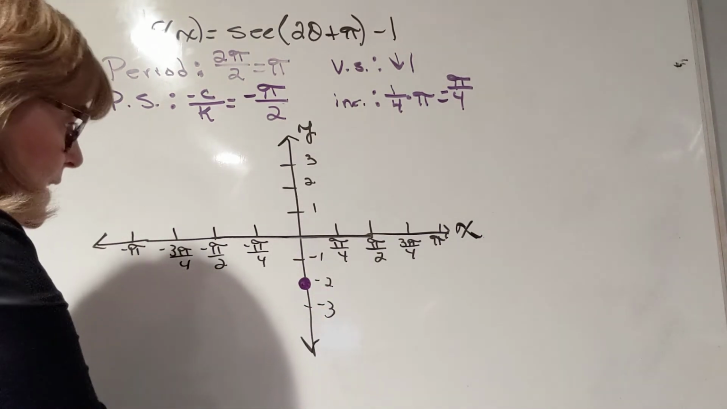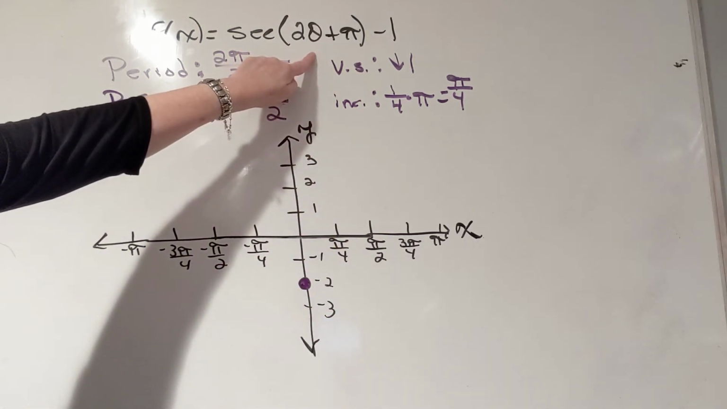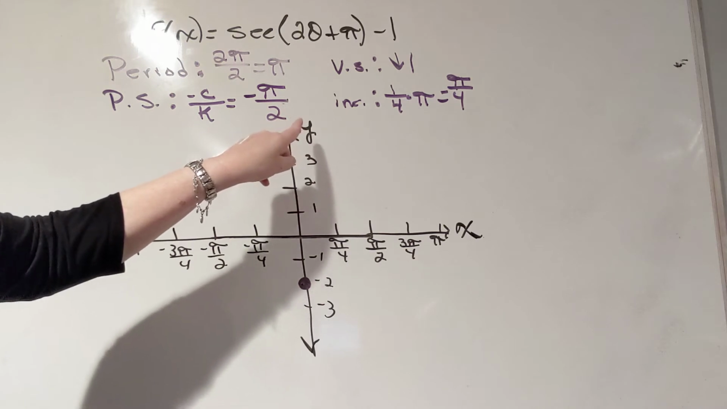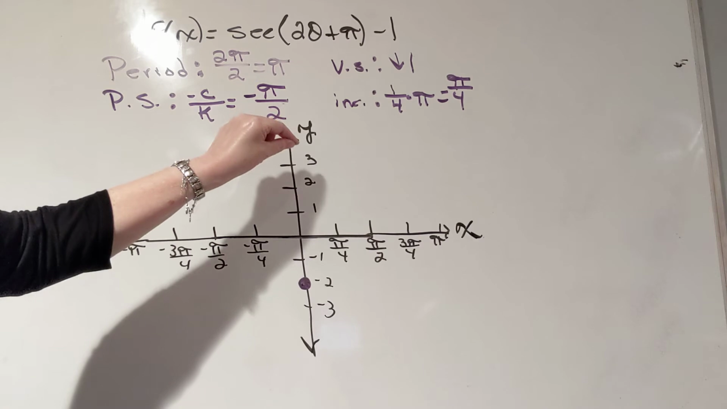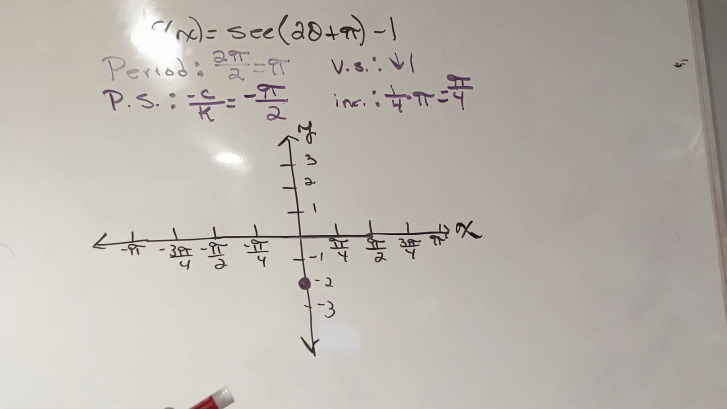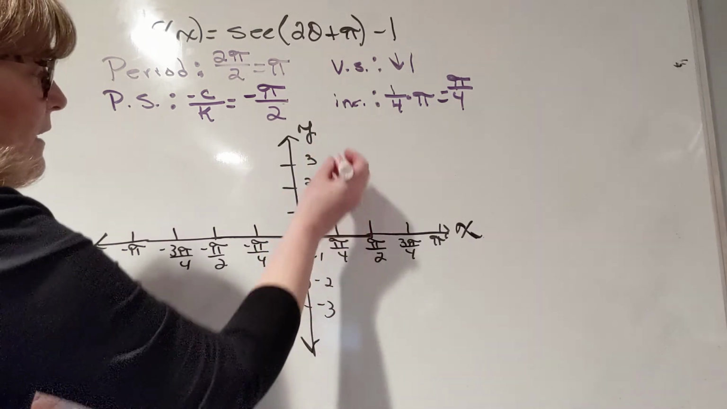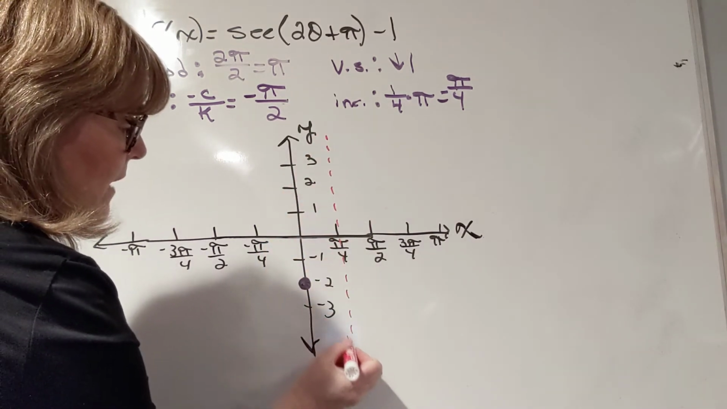Now go to pi fourths and replace theta with pi fourths. What's 2 times pi fourths? Well, 2 times pi fourths is 2 pi fourths, which simplifies to pi halves. So if you're at pi halves and you add pi, that brings me to 3 pi halves. Well, my x-coordinate at 3 pi halves is 0, therefore secant is 1 over 0, which is undefined. And if it's undefined and I subtract 1, it's still undefined. So at pi fourths, to show that it's undefined, I put in a dashed line.